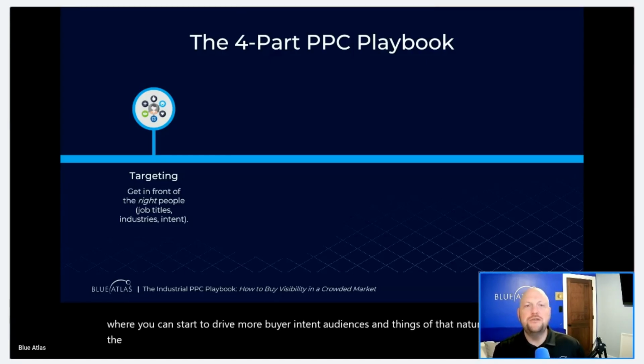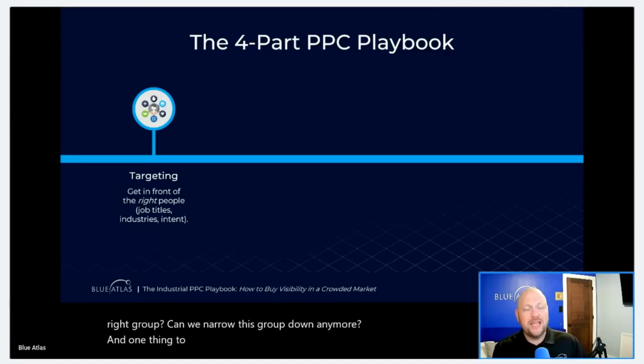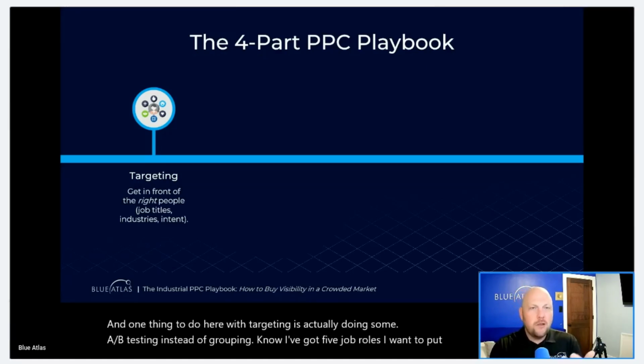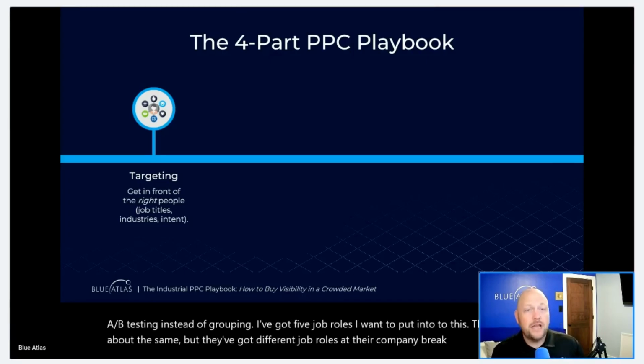So one of the first places that you need to start is, who are we targeting? Is it the right person? Is it the right group? Can we narrow this group down any more? And one thing to do here with targeting is actually do some A/B testing. Instead of grouping, I've got 5 job roles I want to put into this. They're all about the same, but they've got different job roles at their company. Break them up into different ad groups.